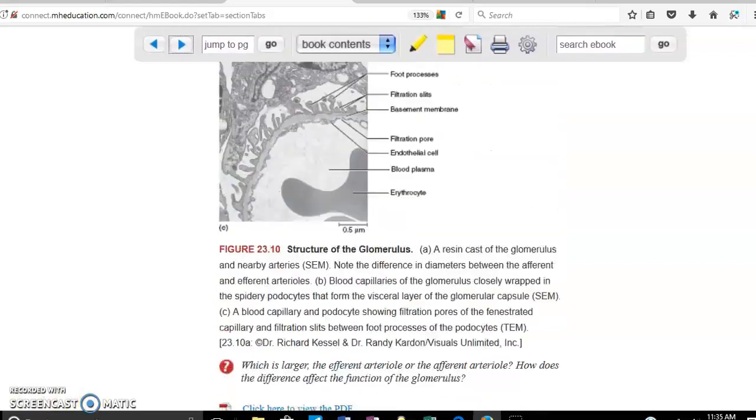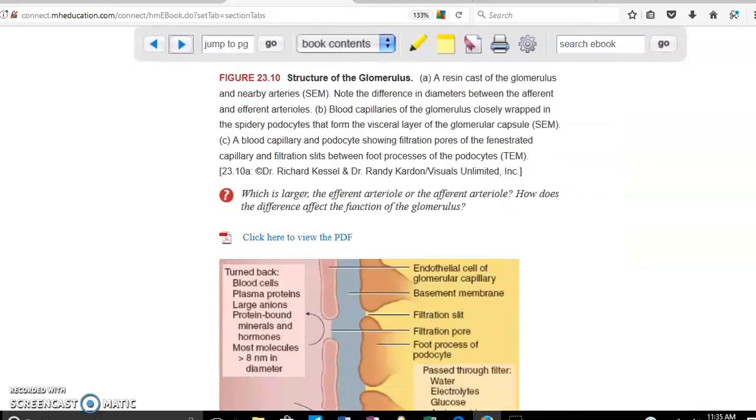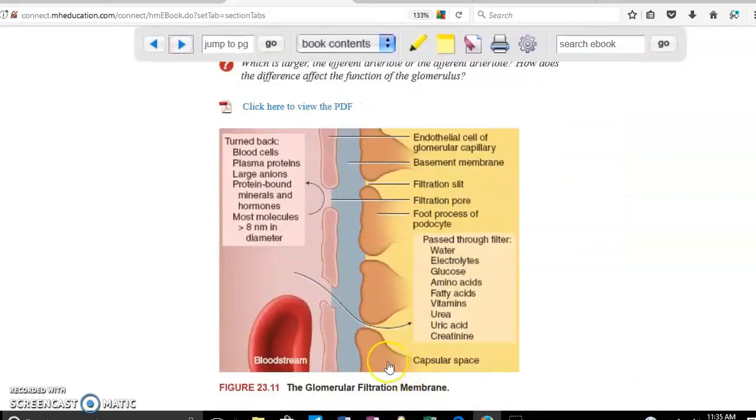Let's scroll up to see the podocytes right there. This is a podocyte. You see, it has these finger-like extensions that are going to wrap around the capillary, therefore being part of the filtration membrane. And those extensions are these ones right here.